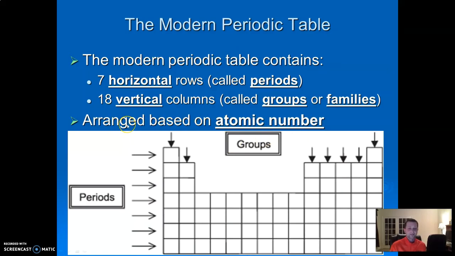And I already said this, it's arranged based off of atomic number. So that's really, really important to know. It's not based off of atomic mass, because there are some exceptions. It is based off of atomic number, the number of protons in the nucleus.